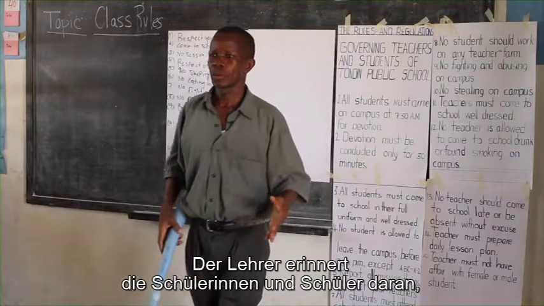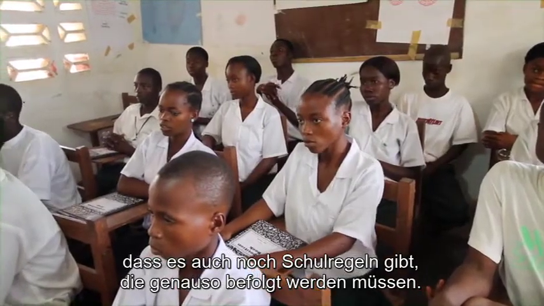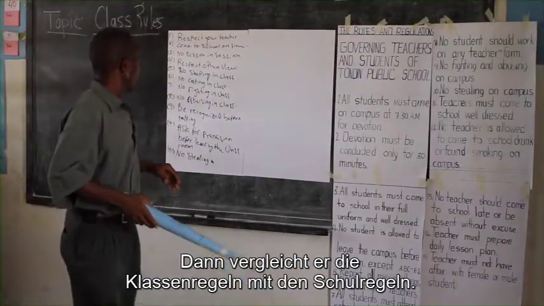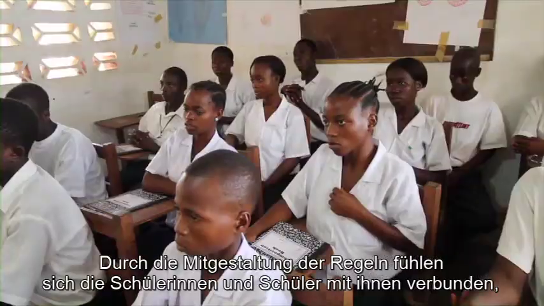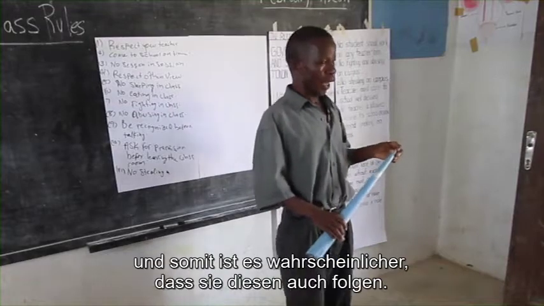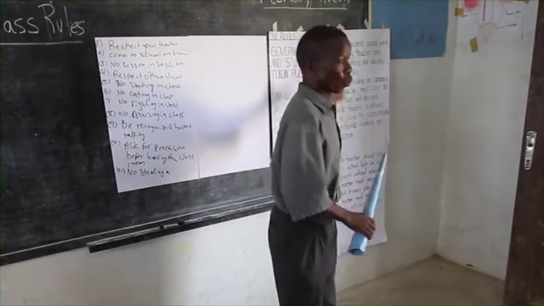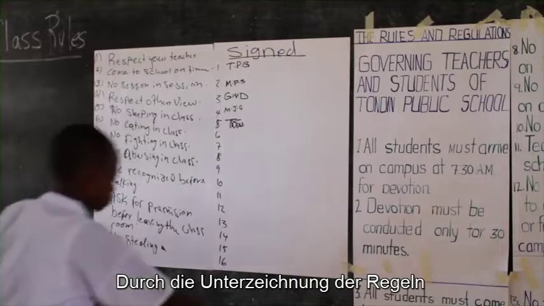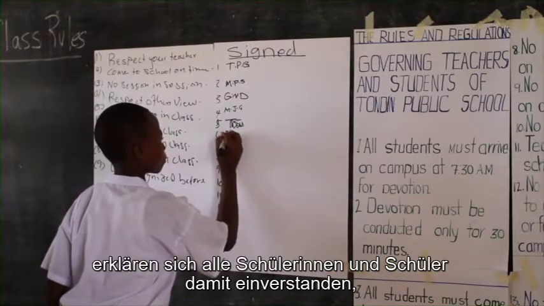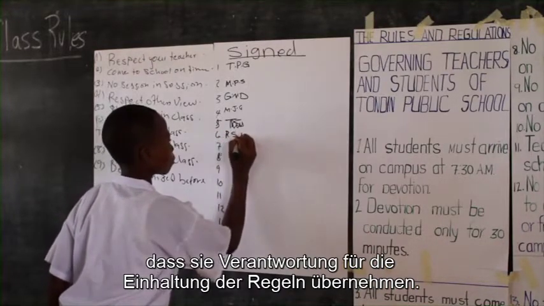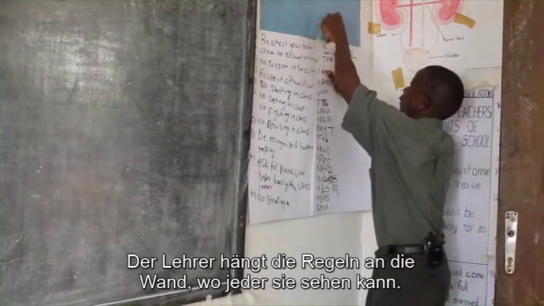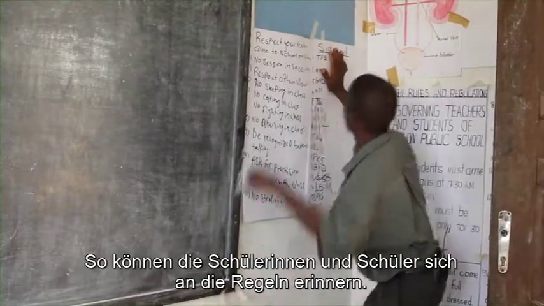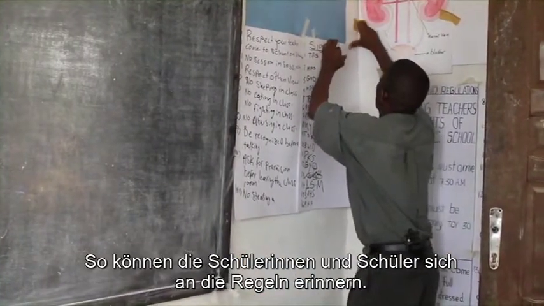The teacher reminds the students that there are school rules that also need to be followed, and then compares the class rules to the school rules. As a result, when students help create the rules, they take better ownership over and are more likely to follow them. School rules. Here, by having everyone sign the rules, students are agreeing to take responsibility for ensuring that the rules are followed. The teacher hangs the rules up for everyone to see so that the students can remind themselves of these rules.